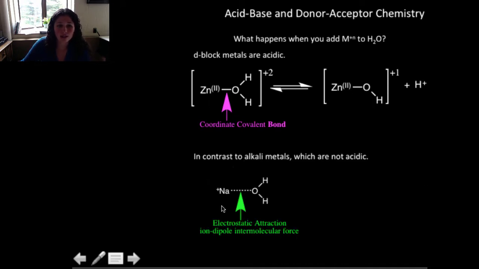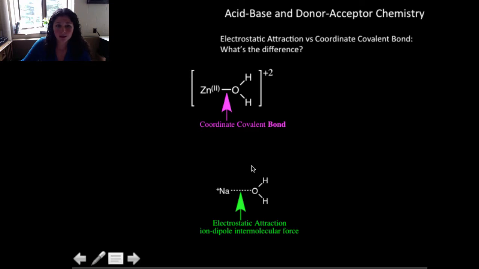In contrast, alkali metals don't have coordinate covalent bonds. So something like sodium does not have a coordinate covalent bond. Its interaction with a Lewis base like water is purely electrostatic. So this is an ion-dipole interaction, not a covalent bond, whereas up here, when you're dealing with a D-block metal ion, you have more covalent character, which allows it to affect the acidity, or the pKa of the water.